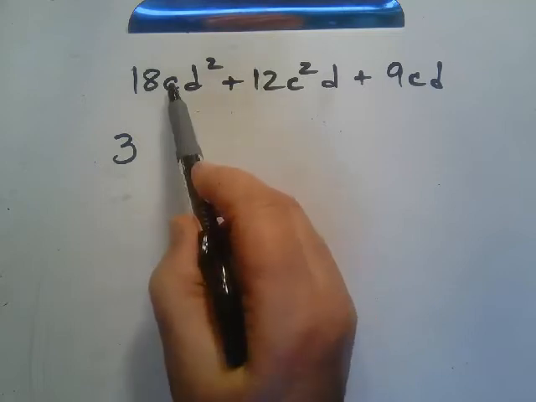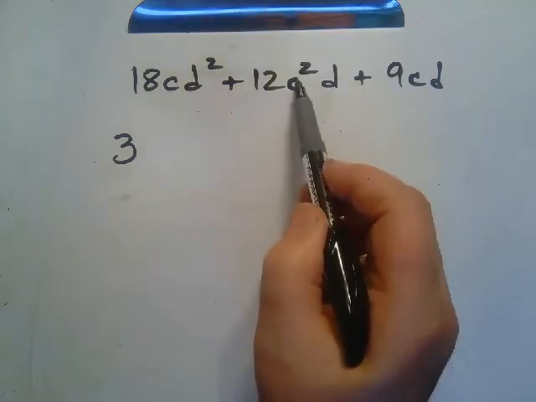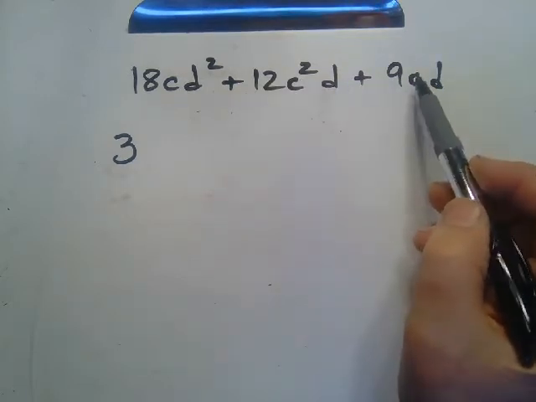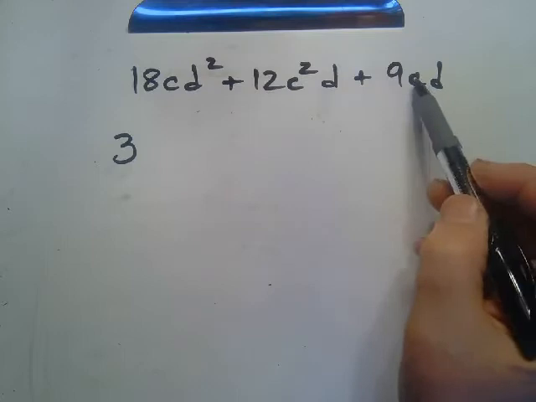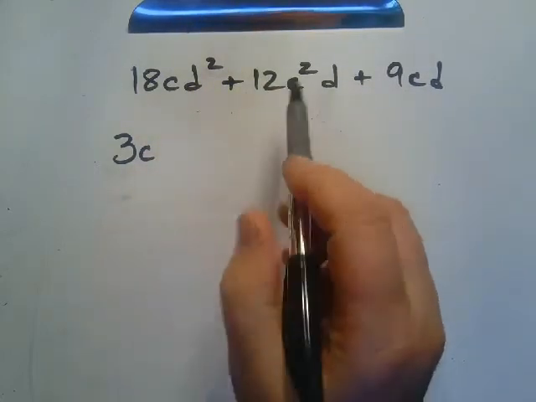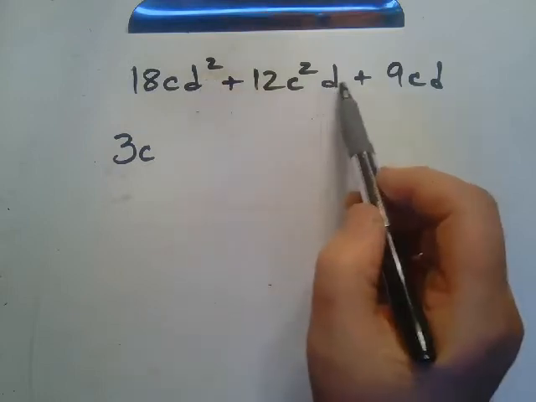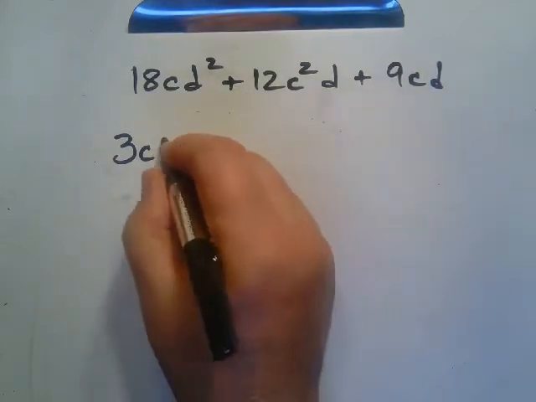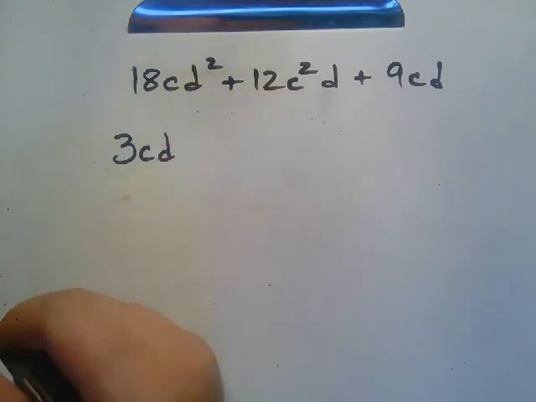Also, this has a C, and this has C squared, C times C, and this has a C. So they all have at least a C. They all have one C, so I'm going to take out a C. And this has a D squared and a D and a D. They all have a D, at least one D. So there's my greatest common factor.